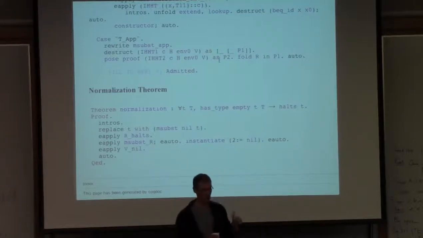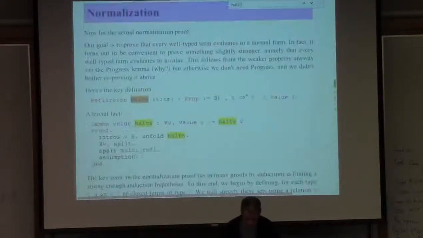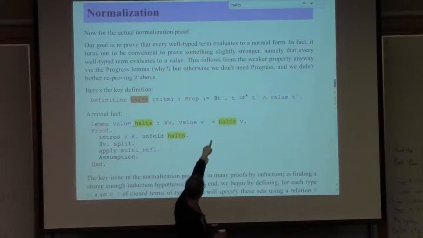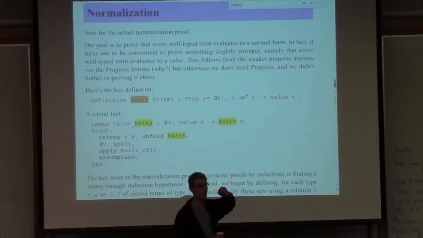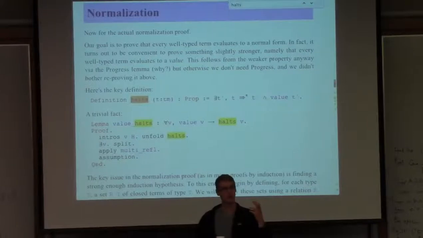That is, if you unwrap the definition of halts, in fact, let's unwrap the definition of halts. There it is. There exists T prime such that T steps, perhaps using many steps, to T prime, and T prime is a value. Okay, so there's a theorem, normalization, which says every well-typed term halts in this sense.